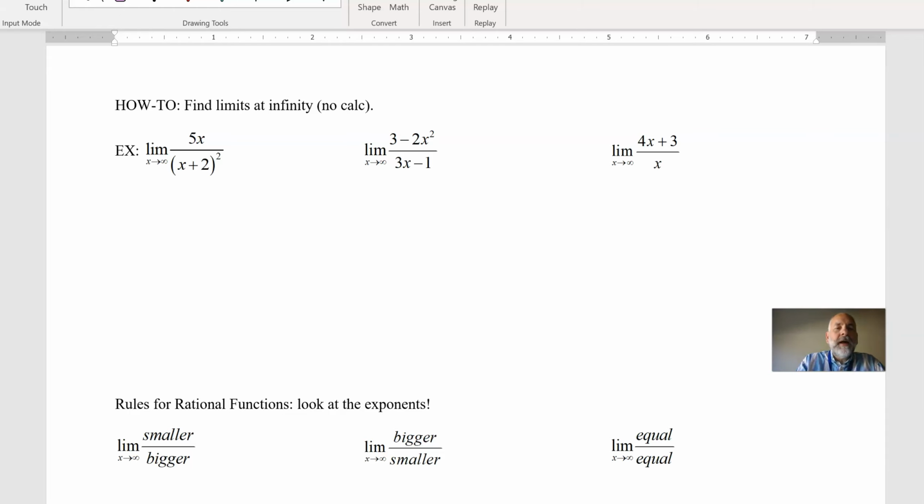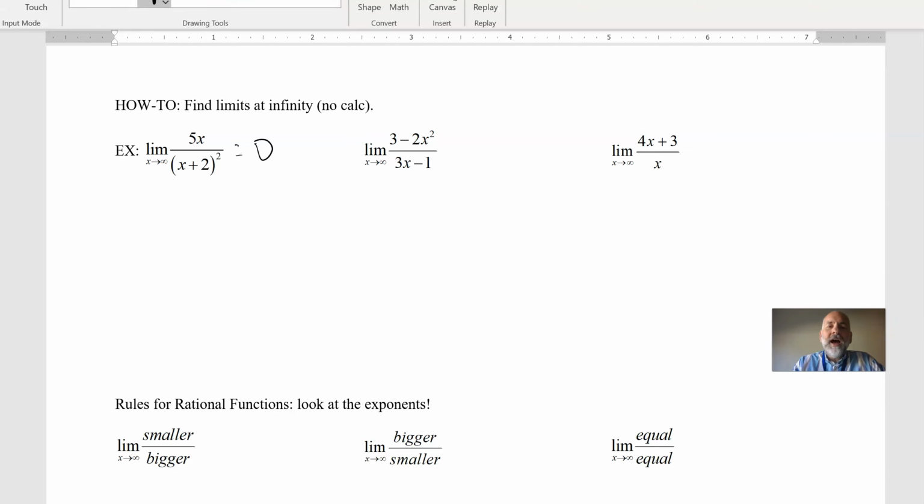Okay, the first one, what you want to think of is, the numerator is infinitely big and the denominator is infinitely big, but the denominator is infinitely big squared. So if you have like 5 billion over a billion squared, a billion times a billion, that's going to be a tiny, tiny little number.